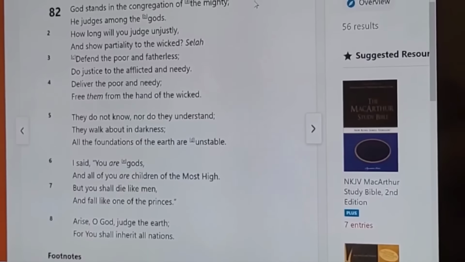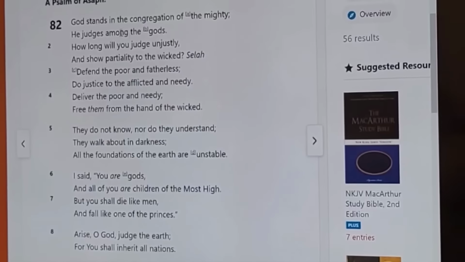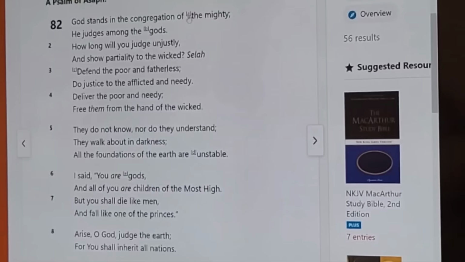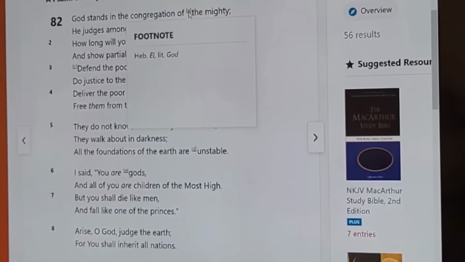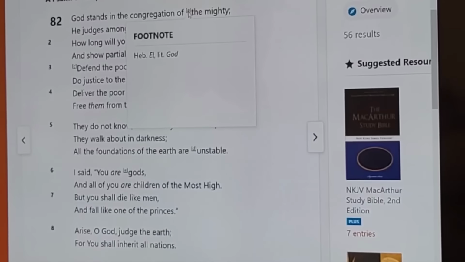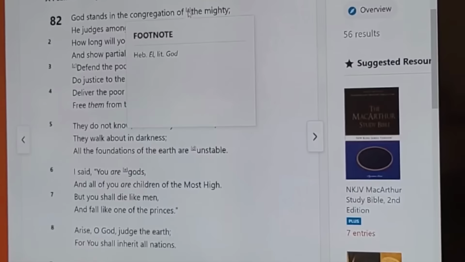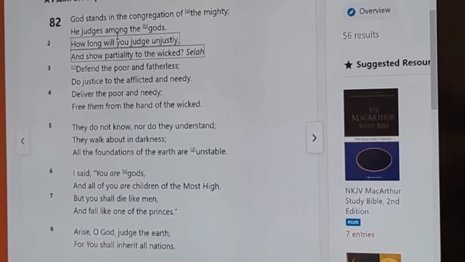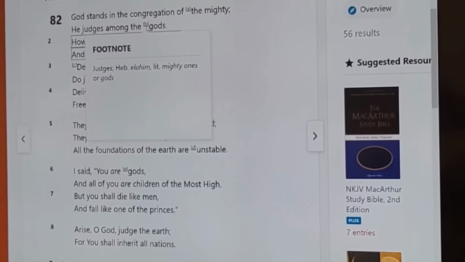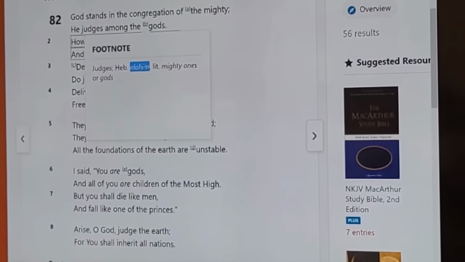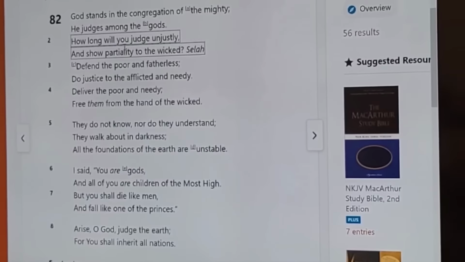In this place, God stands in the congregation of the mighty is put in English, but the Hebrew word is El. God stands in the congregation of gods. He judges among gods. Elohim. Okay? How long will you judge?